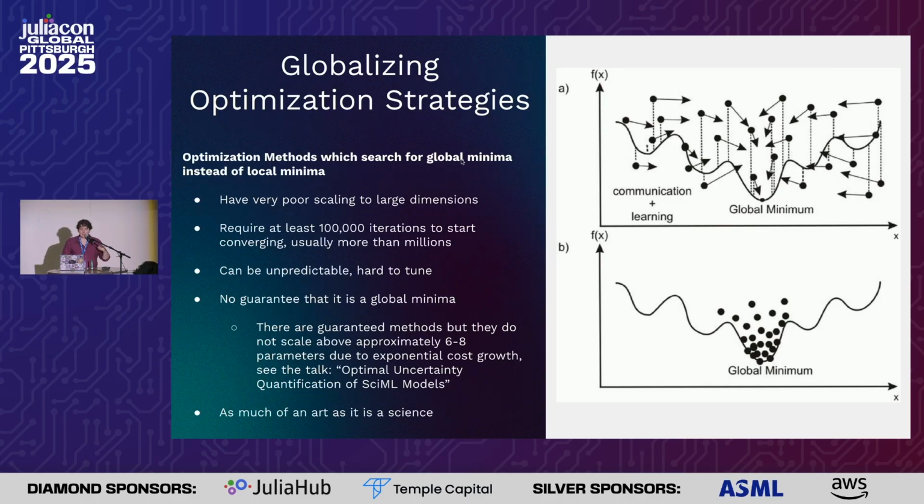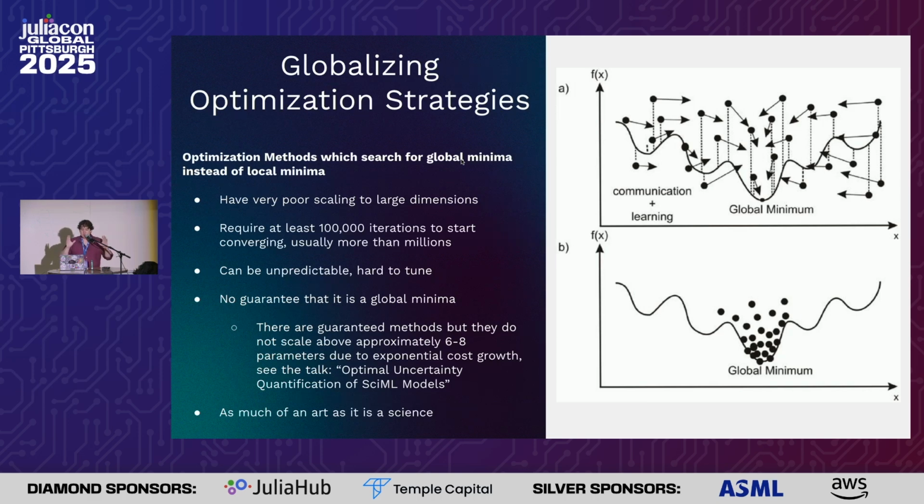So there are globalizing optimization strategies that can find global optima. They don't have great scaling to large dimensions. They require at least 100,000 iterations to start converging to something. They're unpredictable, hard to tune, and there's also no guarantee that they will give you the global optima, right? You can use a global optimizer and it'll tell you this is the value, but you can never really trust that value.